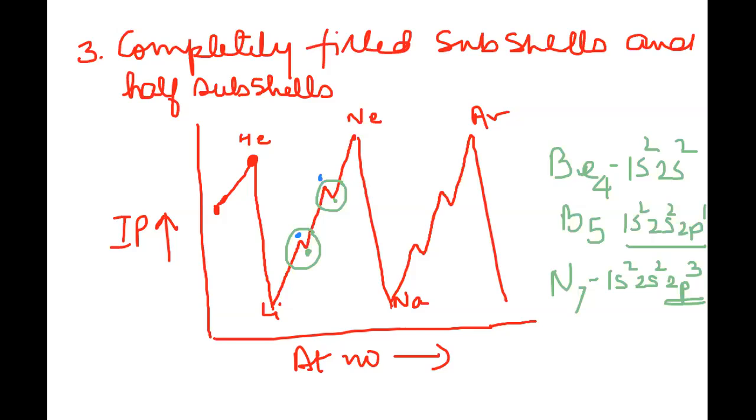Here you can also understand it like this: the normal increase, if I mark it with yellow, should have gone like this. It should have just gone like this. But why do these blue ones show a higher value of ionization potential? Because they are meeting some kind of stability factor. And what is that stability factor that we are discussing here?